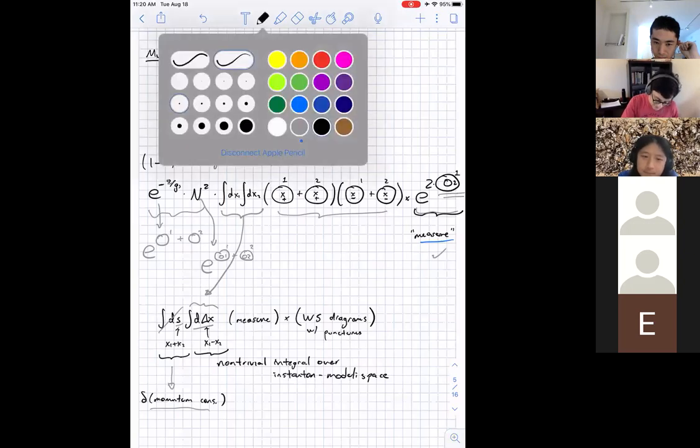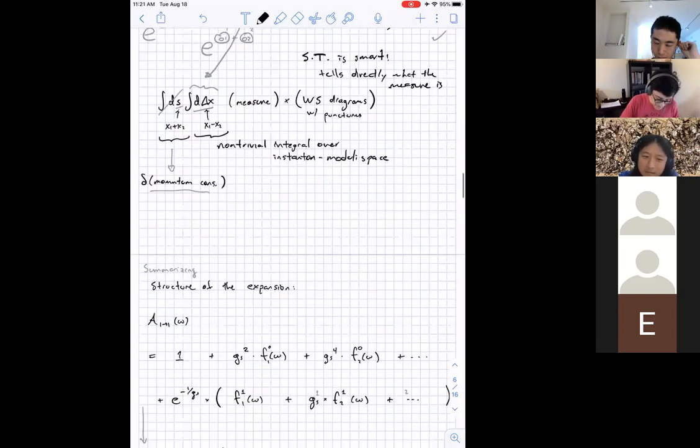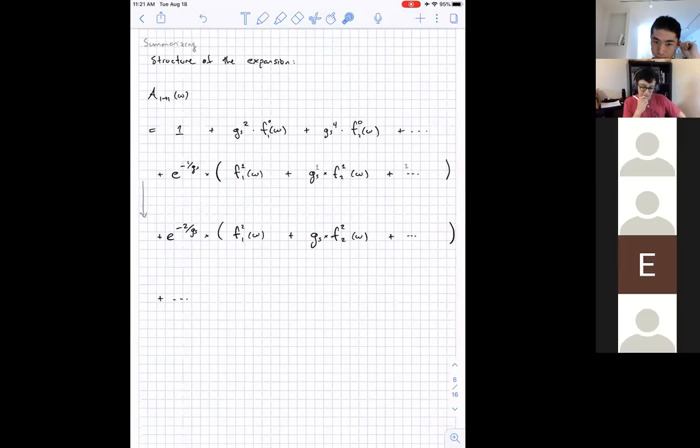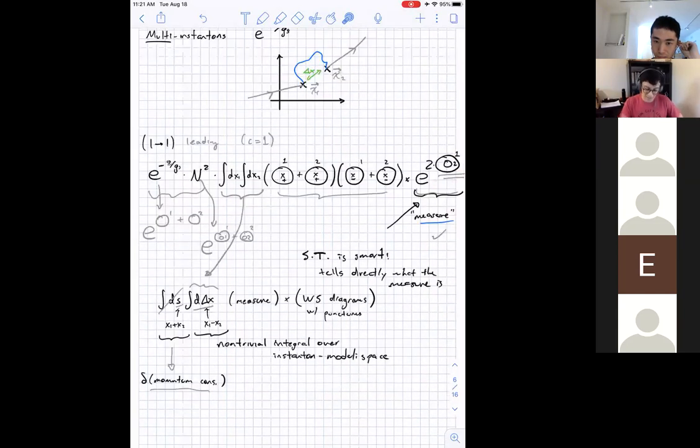But let me emphasize here, this is the second instance in which string theory is smart. It tells you directly what the measure is in instanton moduli space, which is this diagram. Okay. Yes, but what is fixing that measure? I didn't get it. Oh yes, no, you compute it. We'll do it in a second, but it's something very explicit.